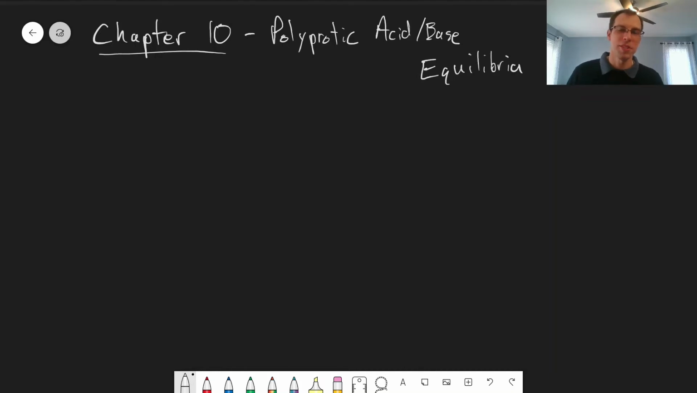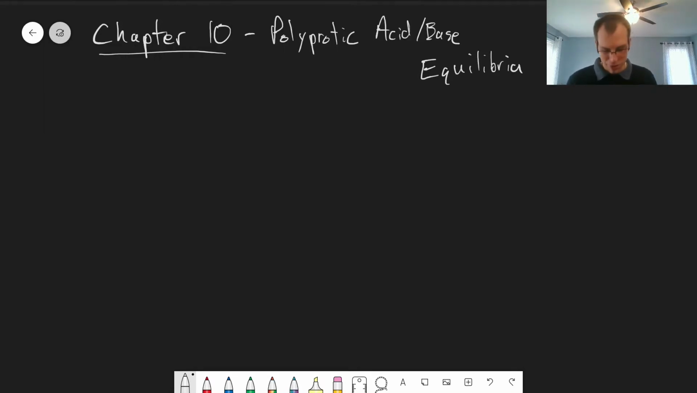Hello, welcome to Chapter 10, where we're going to continue talking about acids and bases and their equilibria, but now we're going to extend it from a monoprotic system to polyprotic systems. So things that have multiple protons that can be donated or multiple proton acceptor locations in the molecule. Polyprotic acids and bases are really important for lots of different areas.